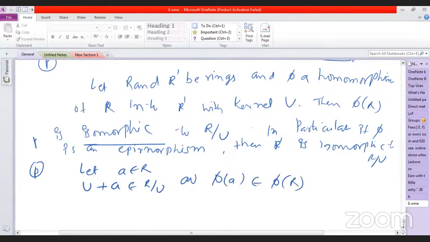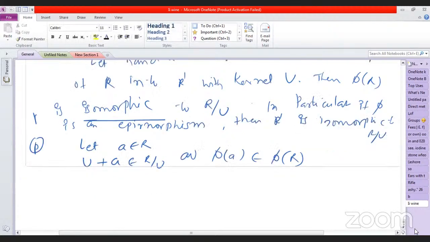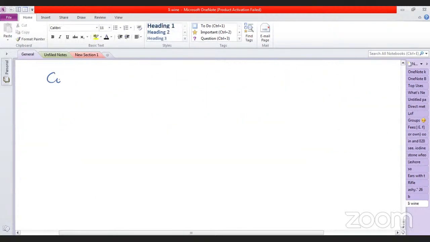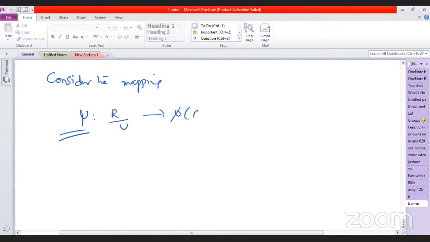We can write it or not? Yes, sir. U plus a, what is U? It is a kernel. So consider the mapping, psi, from R by U to phi of R, given by psi of U plus a is equal to phi of a for all a belongs to R.